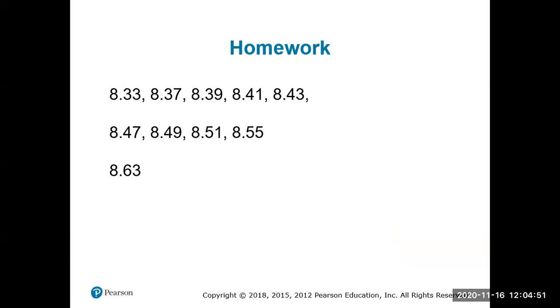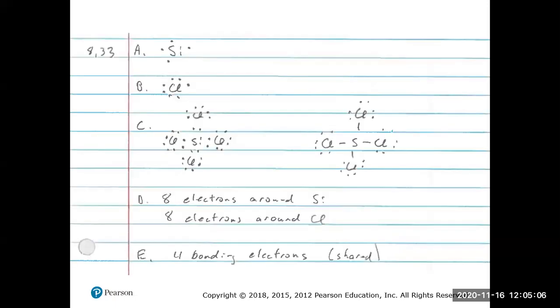So what I'd like to do now is just go over a couple of homework problems, and the rest you can do as you practice. But I'd like to go over a couple just to make sure that we're on the same page on this. So let's look at 8.33. In 8.33, we're talking about writing the Lewis structures and symbols for silicon tetrachloride.